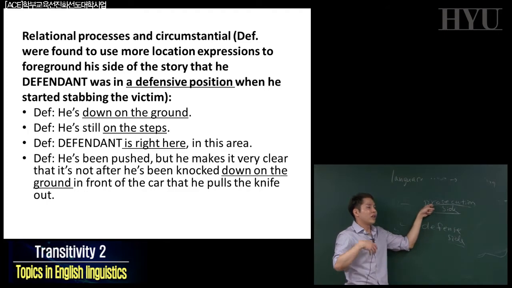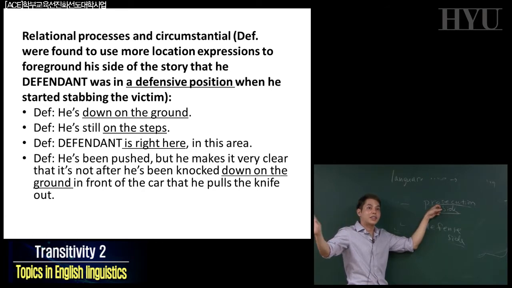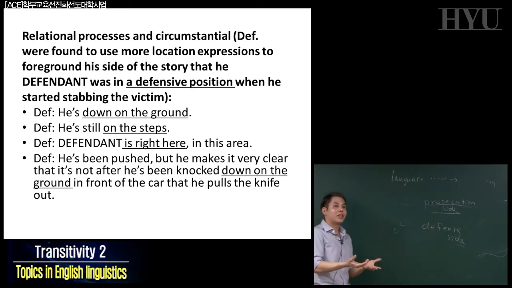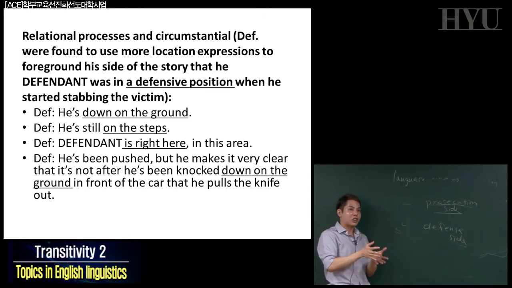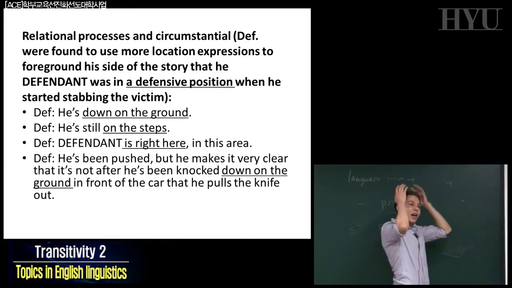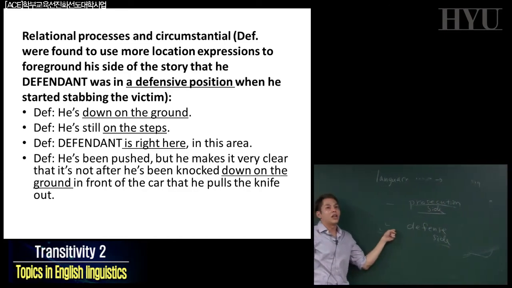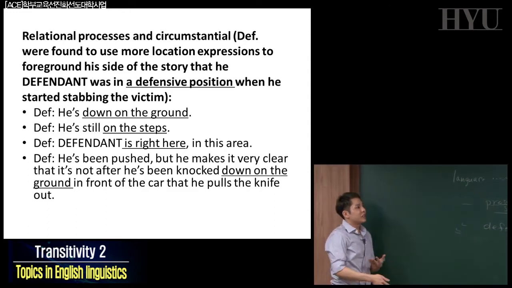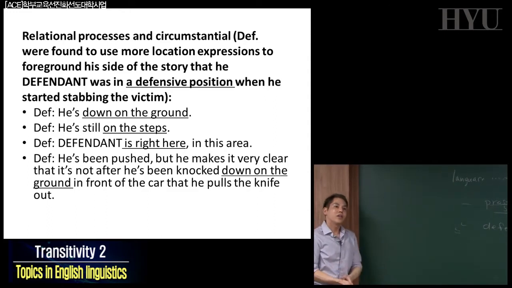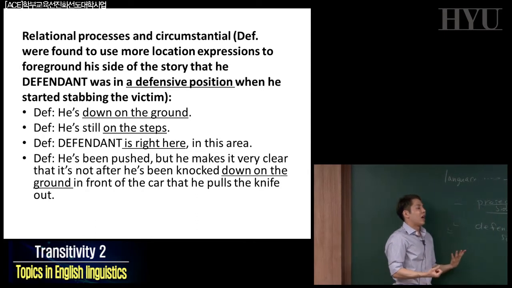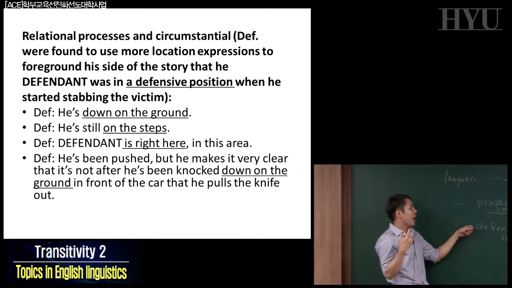So the prosecution side, because that side wants to highlight the crime, wants to highlight the seriousness of the crime, has to use a lot of material processes with human beings as the goal, whereas the defense side would do the opposite, which is to background the action, background the agent, and to highlight the circumstances, to highlight the mental processes that the defendant was in, and so on. So you can see this might be a useful way of examining the beliefs that different sides have when they use language.